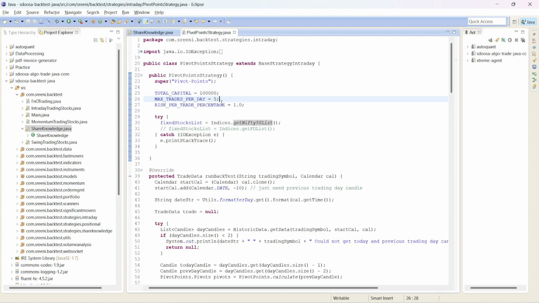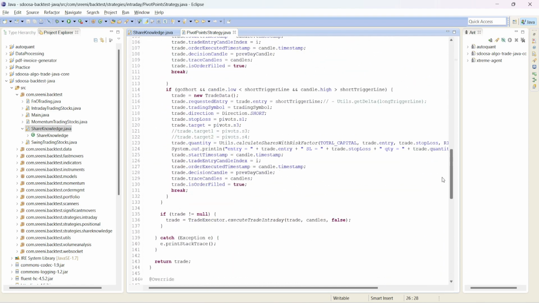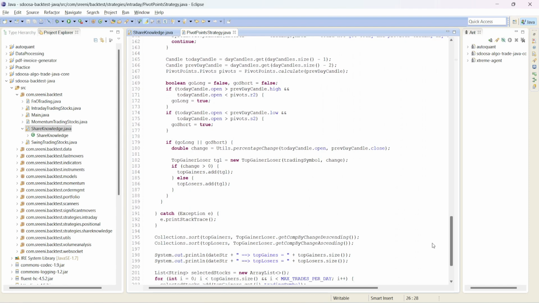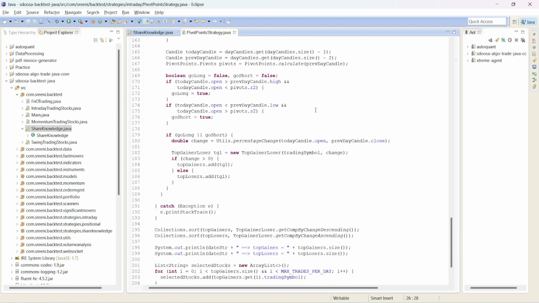Okay, so what is the criteria to select the 5 stocks? Let me show you the code here. I'm calculating the percentage change between today's open and the previous day's close, and I'm taking the top losers and top gainers. Let's say there are 12 stocks selected for the long side. I'm going to select only the top 5 stocks for trading. Similarly, if there are 10 stocks selected for the short side, I'm going to select only the top 5 losers for trading. Okay, that's the logic.